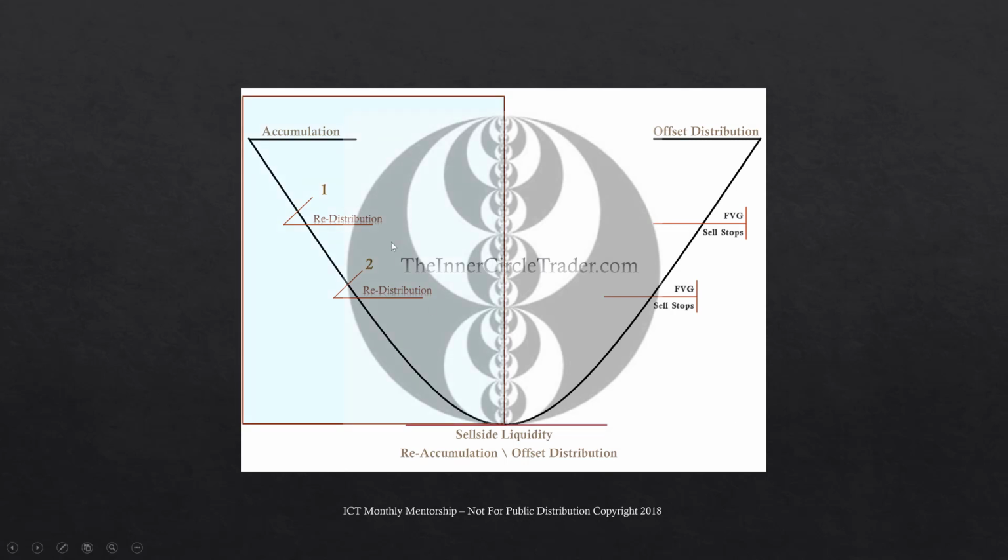So inside this shaded area, this is our range of opportunity. Accumulation, 0.1 redistribution, 0.2 redistribution, down to a sell side liquidity pool for offset distribution. Offsetting what? The short positions that were accumulated here. And reaccumulating long positions for an intermediate term or long-term continuation to the upside.